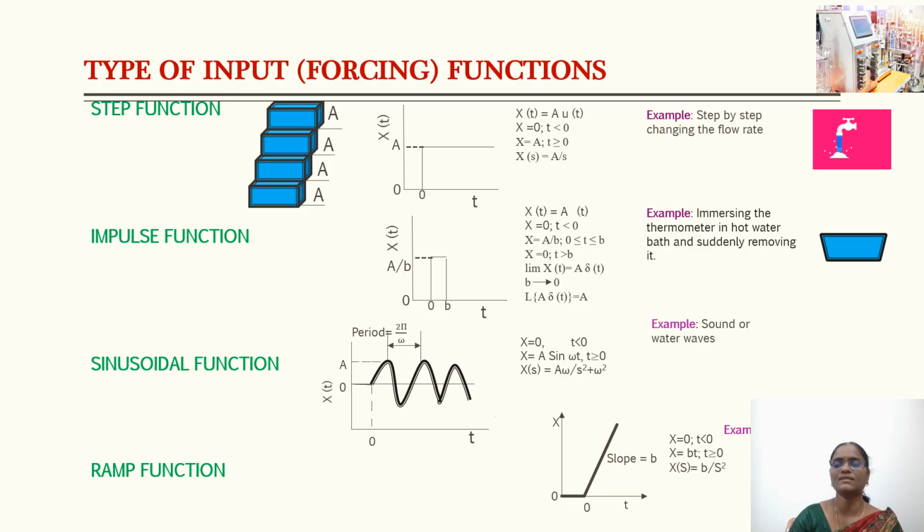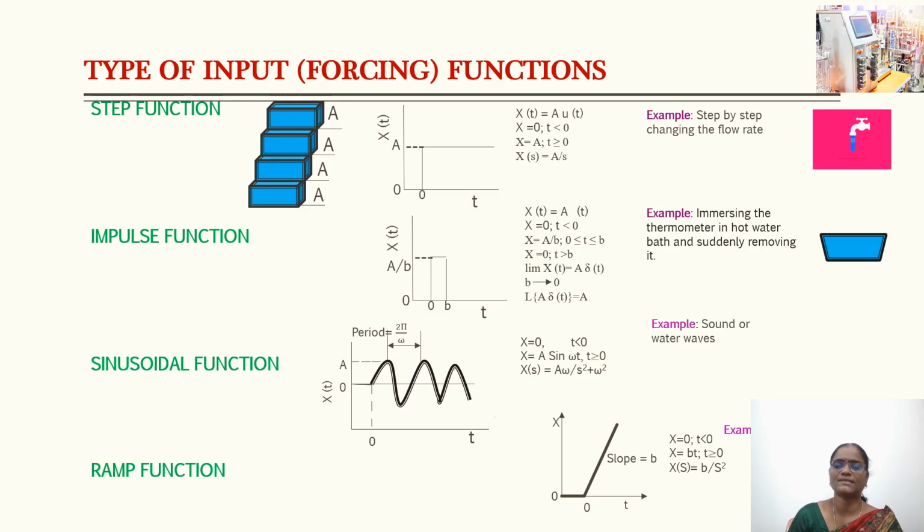We can take another example: a temperature bath. If you increase the temperature step by step, first 1 degree, then 2 degrees, then 3 degrees, then 4 degrees, giving the disturbance step by step, that input is called a step input or step function. The step function has a graph like this, with time on the x-axis and x of t on the y-axis. Capital A is the magnitude. Here the step-by-step increase in the disturbance is given to the step function.